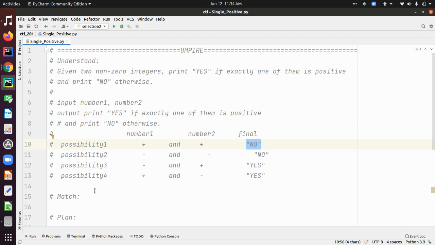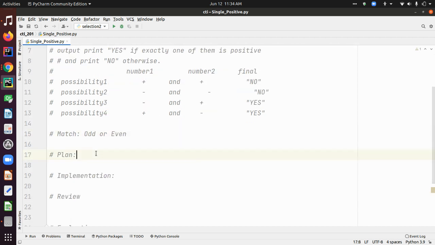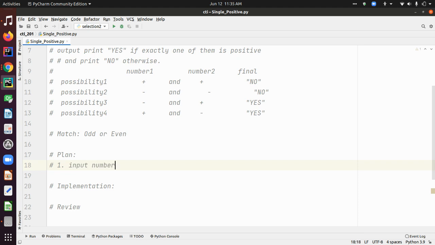So what are the matches? In the first coding exercise, we did odd or even, and that's a good match example. Odd or even, a match. So let's write down a plan for this one. Of course, we need to input number 1 and number 2, right?